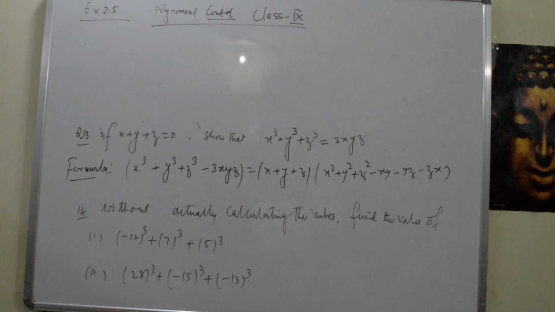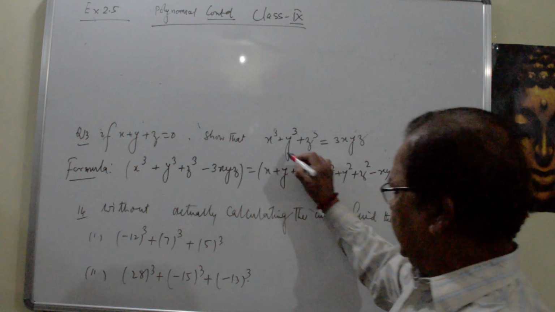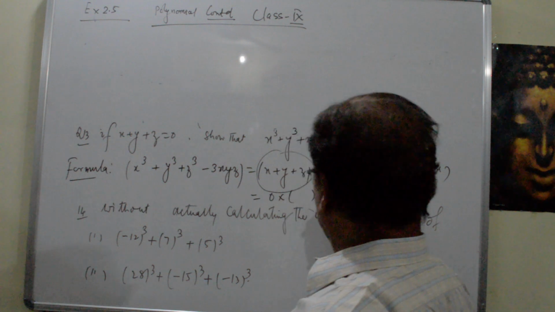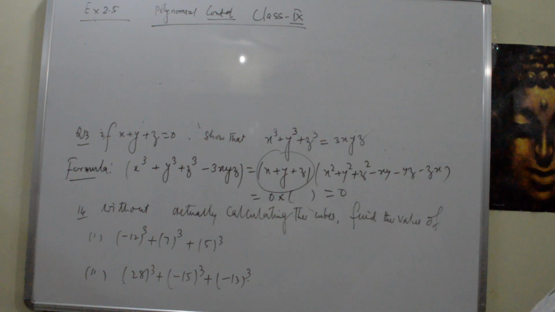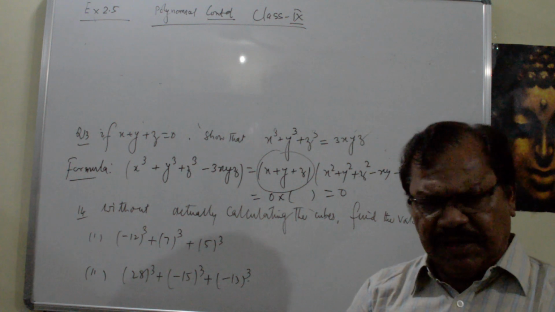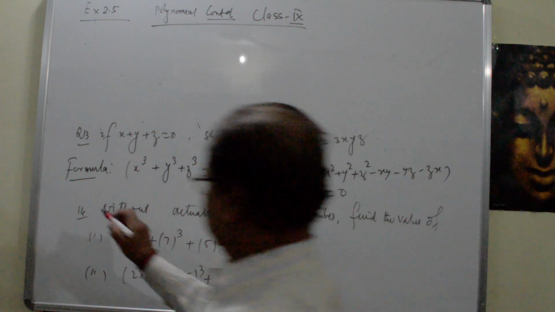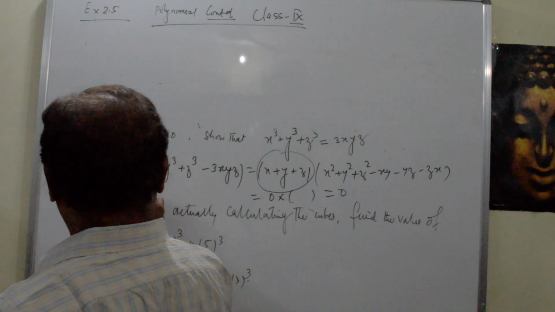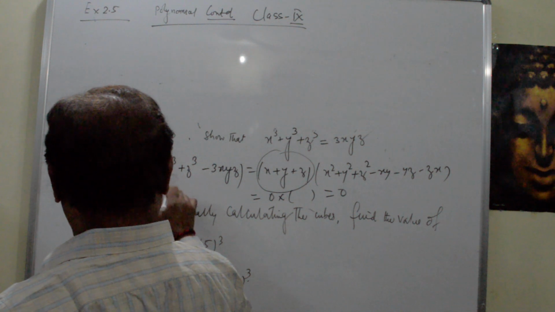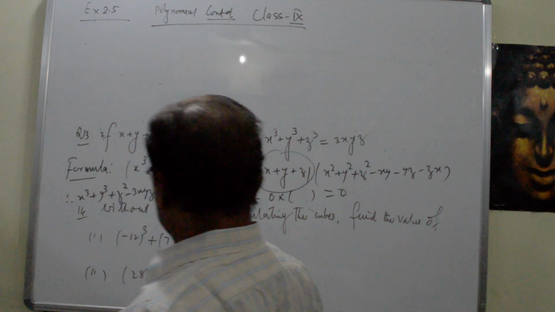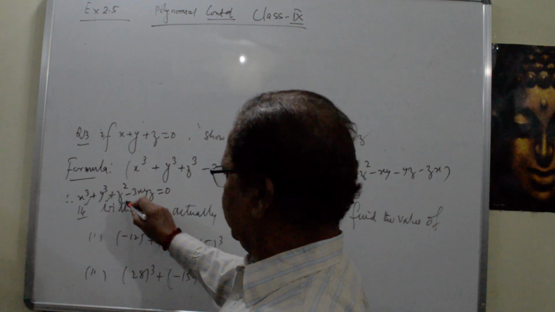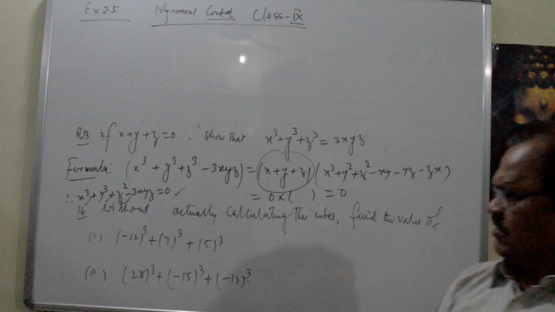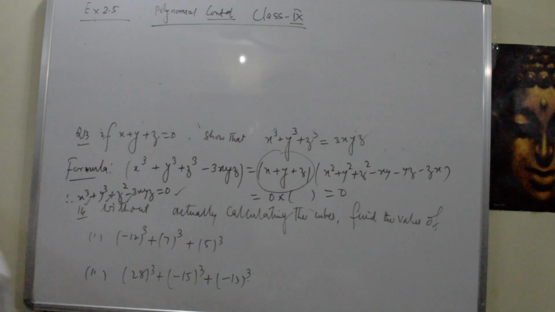Now it is given that x plus y plus z is equal to 0. So this part is 0, and clearly 0 into anything means 0. So the LHS, x cube plus y cube plus z cube minus 3xyz, becomes 0. Therefore x cube plus y cube plus z cube minus 3xyz is equal to 0. Sending minus 3xyz to the right hand side, the result is x cube plus y cube plus z cube is equal to 3xyz.